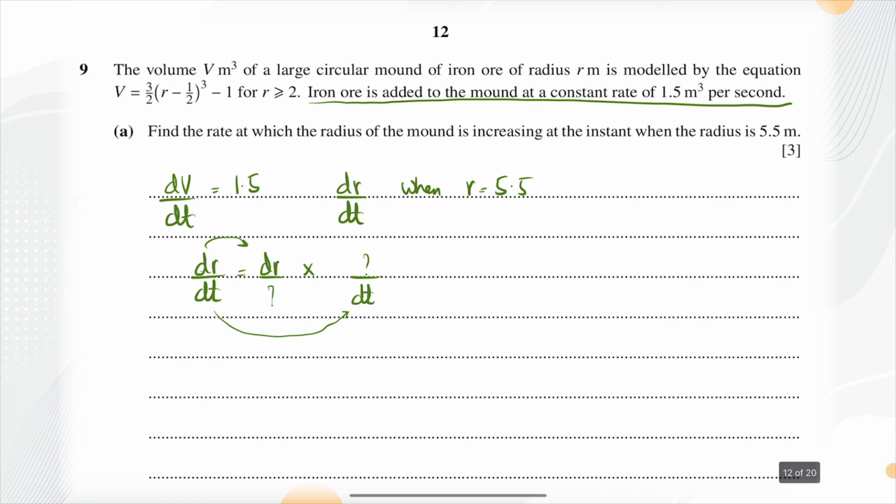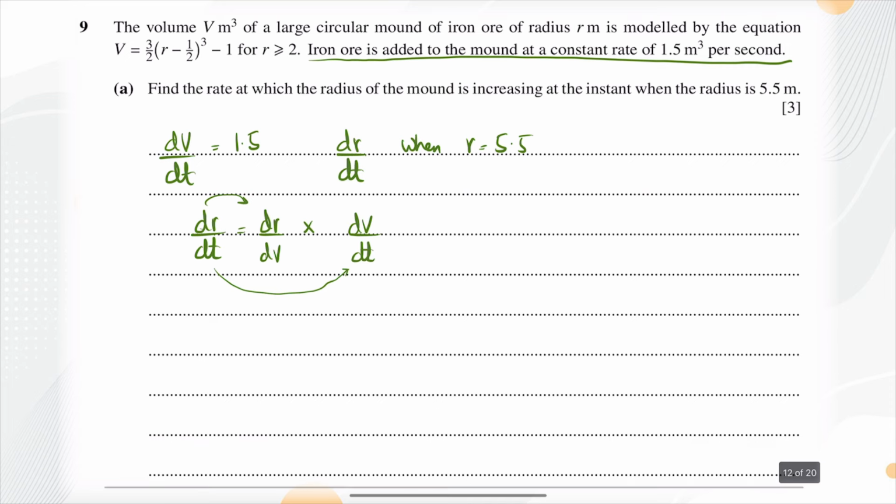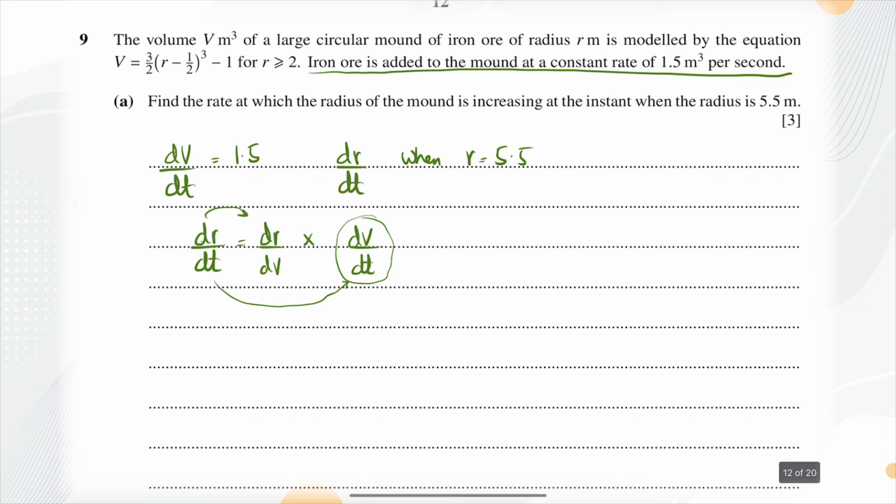So dr upon dv. Yep, dv will go over here basically. So we'll have dv here and we'll have dv over here. Now the thing is, as far as dv upon dt goes, we have that. It's nothing to worry about. But how do I find out dr by dv?